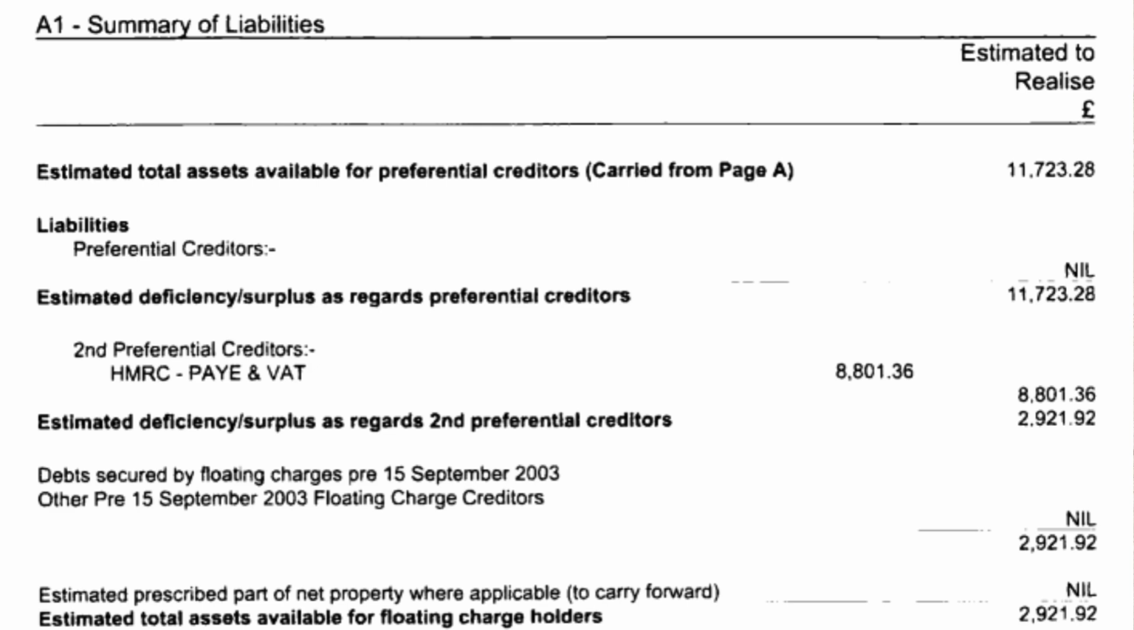There are no primary preferential creditors, so no employees owed wages or holiday here, but there is money owed yet again to HM Revenue and Customs, just shy of £9,000. So we take that off the 12, we've actually got £3,000 available, no floating charge creditors, therefore no prescribed part, and that means the total available for the unsecured is £3,000.